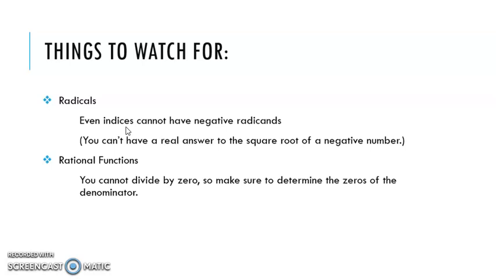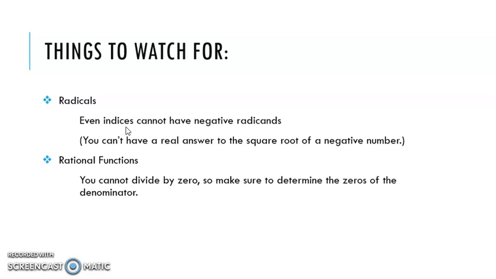Like the square root of -4 is 2i or negative 2i. So these are not real answers, so you would want to exclude the negative numbers in this domain. You can, however, do the square root of 0.